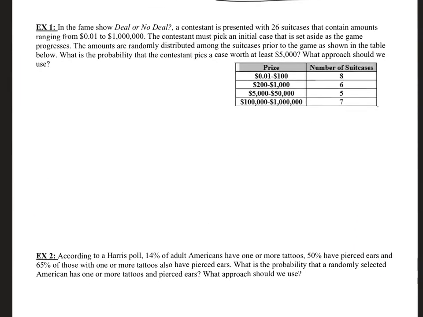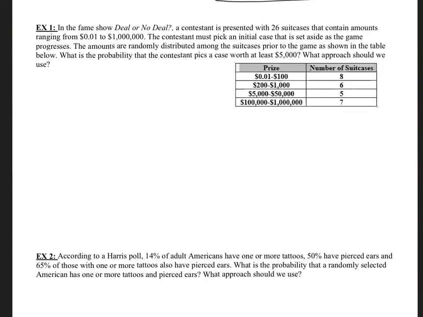Alright, so let's take a look at example 1. In the famous show, Deal or No Deal, a contestant is presented with 26 suitcases that contain amounts ranging from 1 cent to $1 million. The contestant must pick an initial suitcase that is set aside as the game progresses. The amounts are randomly distributed among the suitcases prior to the game, as shown in the table below. What is the probability that the contestant picks a case worth at least $5,000? What approach should we use? Alright, well, let's take a look at our flow chart to decide here.